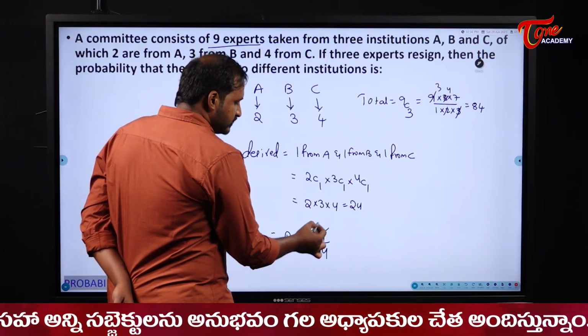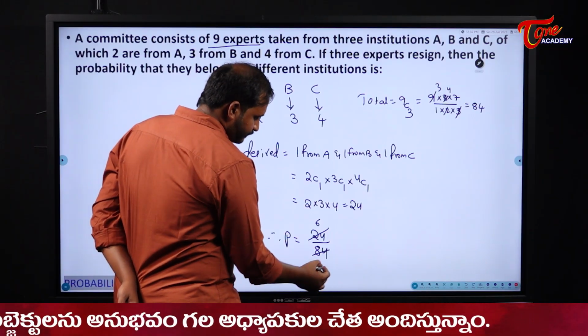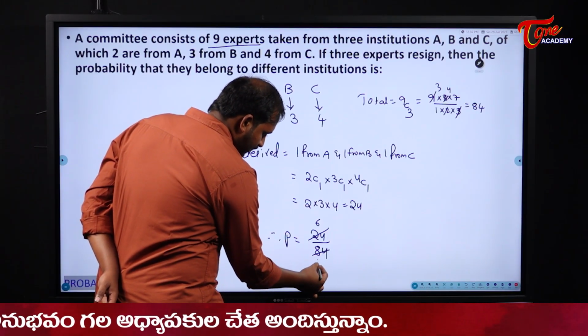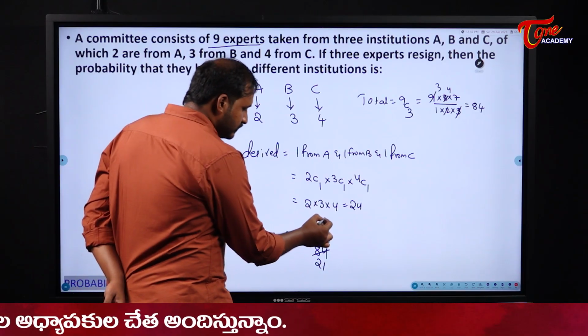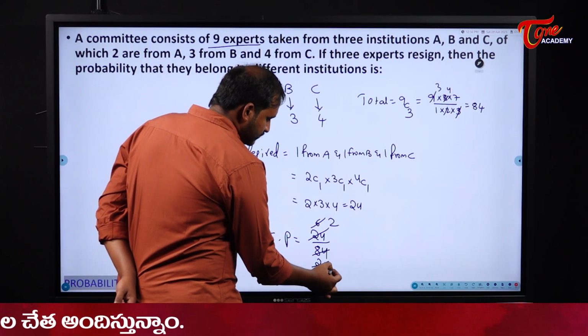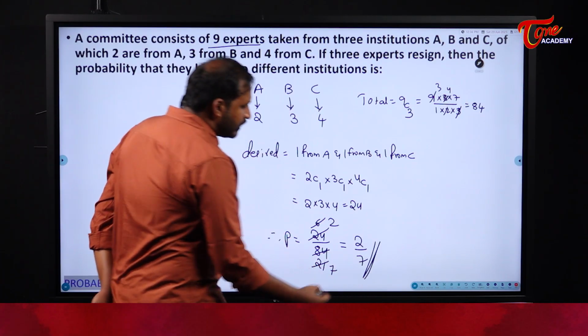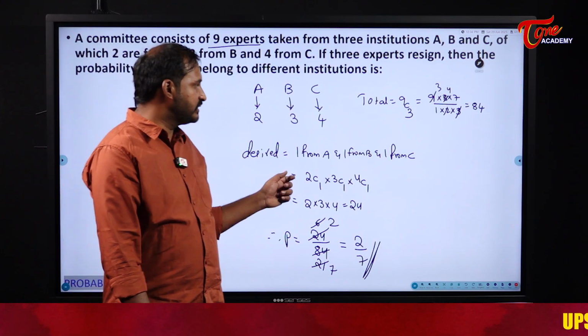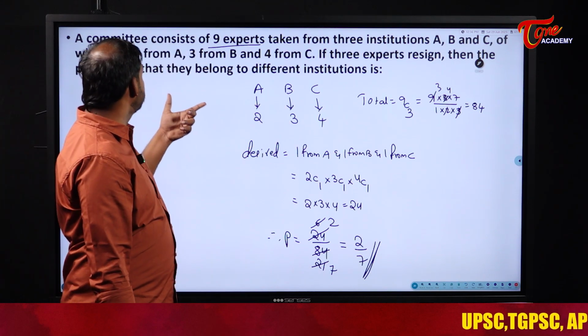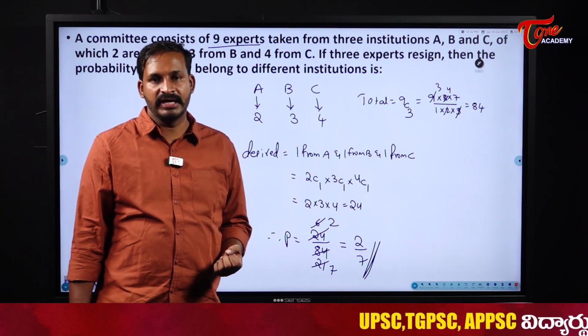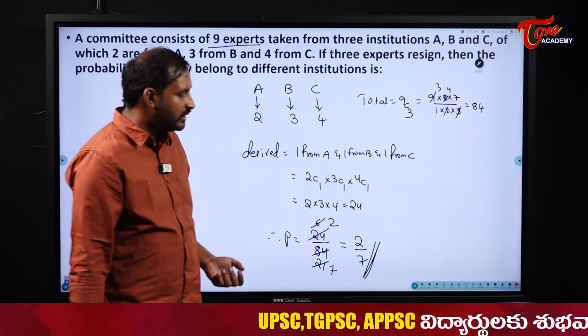Cancelling, 4 sixes are 24 and 4 twenty-ones are 84. Next, 3 twos are 6 and 3 sevens are 21. So it will become what? 2 by 7. The probability of resigning 1 from each group is 2 by 7. Right? Next one.